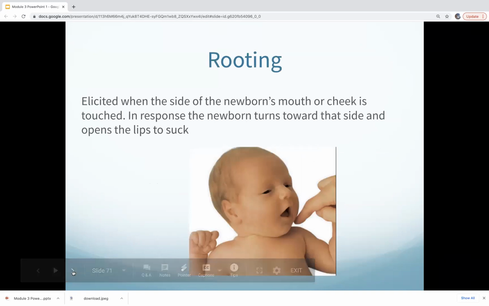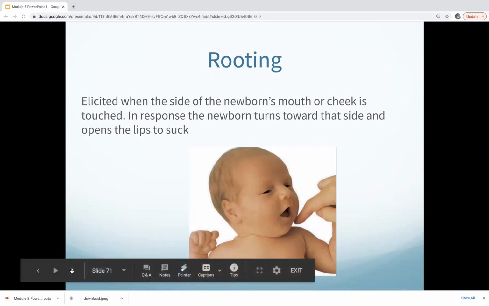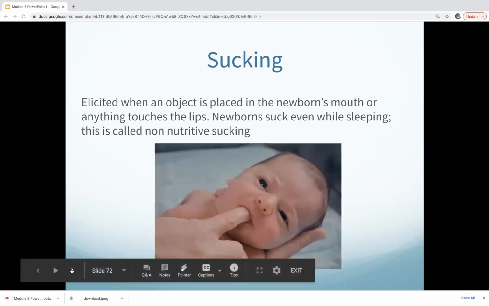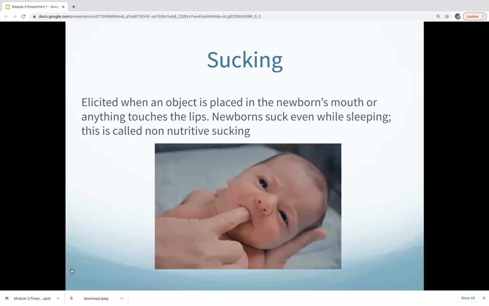Rooting is where you touch the side of their lips, and they kind of go over to that to try to suck on it. If you use your gloved finger, they would go over and try to suck on that gloved finger. And then sucking is taking that one step further and putting that gloved finger in the newborn's mouth. And they check this to see if they have a sucking reflex, which obviously they need to eat.